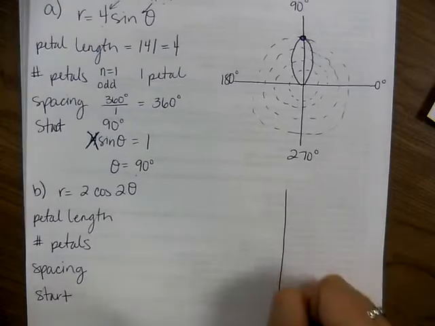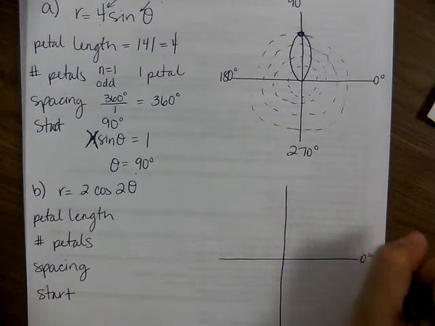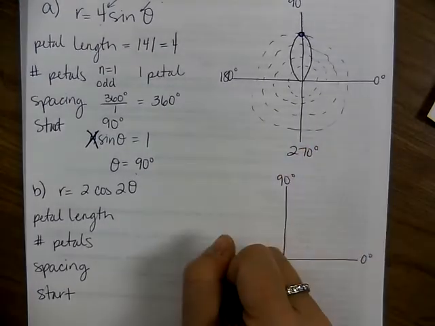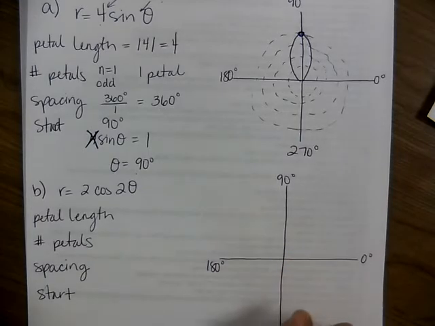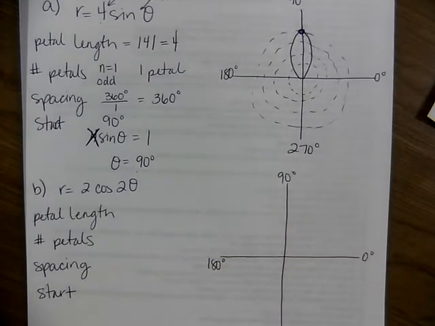Okay, so again, we're just going to draw in a polar graph. We're going to label those compass points. You don't have to draw in the circles this time. I was just trying to give you an idea of what it would look like. Okay, and then we'll start finding our information.